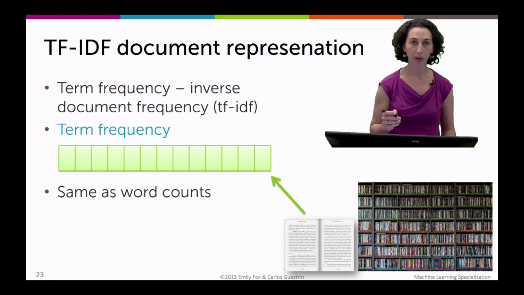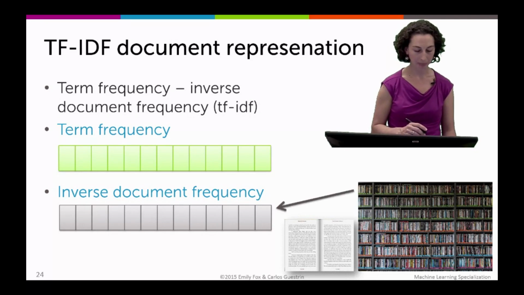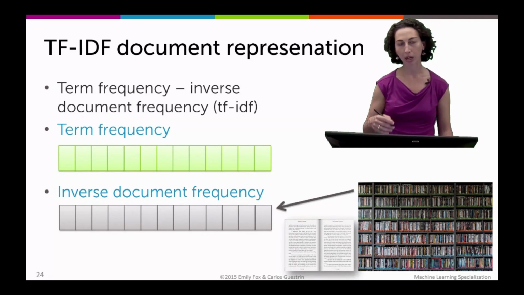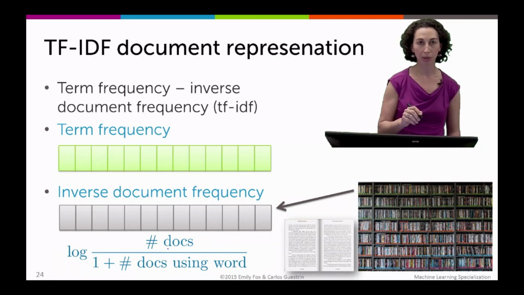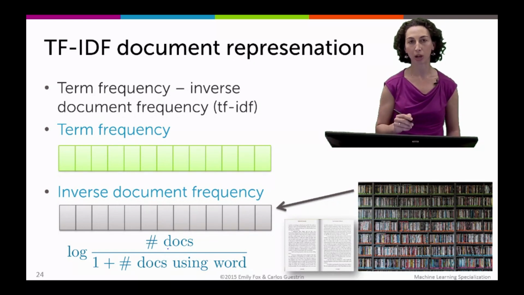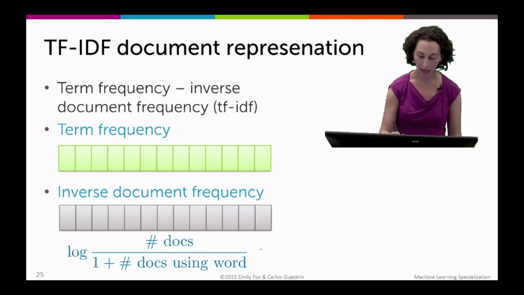But then what we're going to do is we're going to downweight this vector based on something called the inverse document frequency. So for this, we're going to look at all documents in our corpus, and we're going to compute the following thing, which is log of the number of documents in the corpus divided by 1 plus the number of documents that contain the word that we're looking at. Okay, so let's think a little bit about why we have this form.